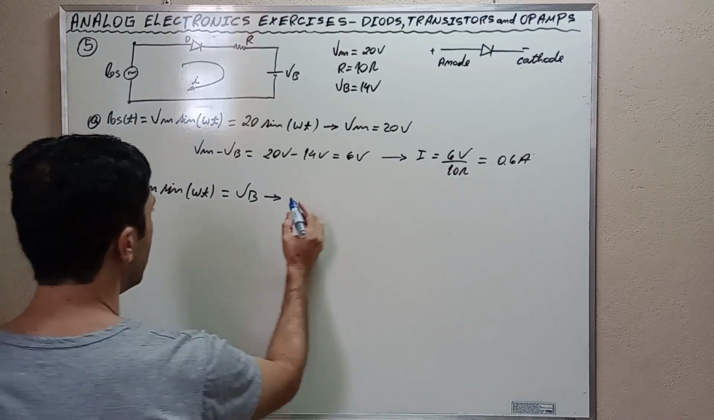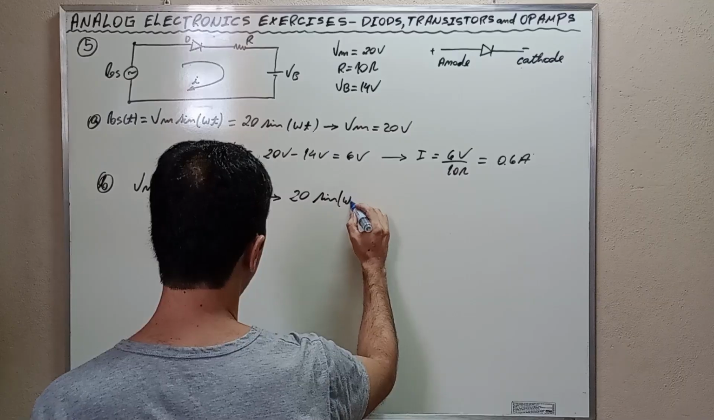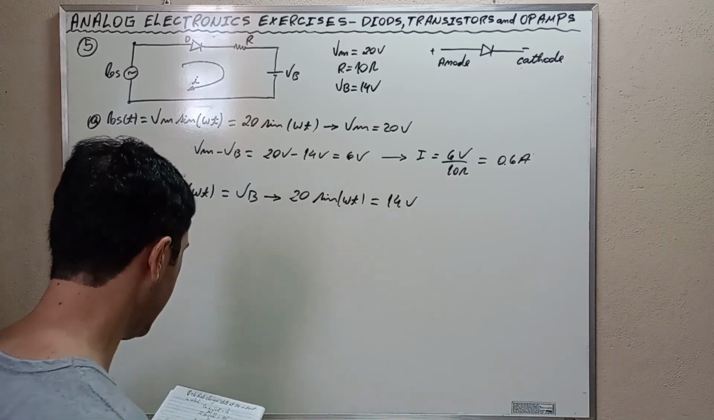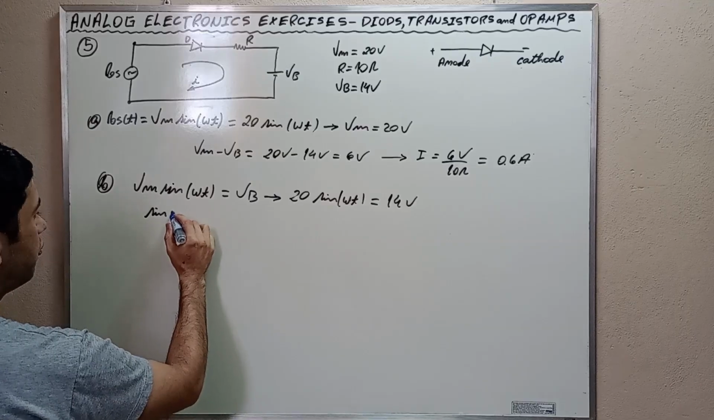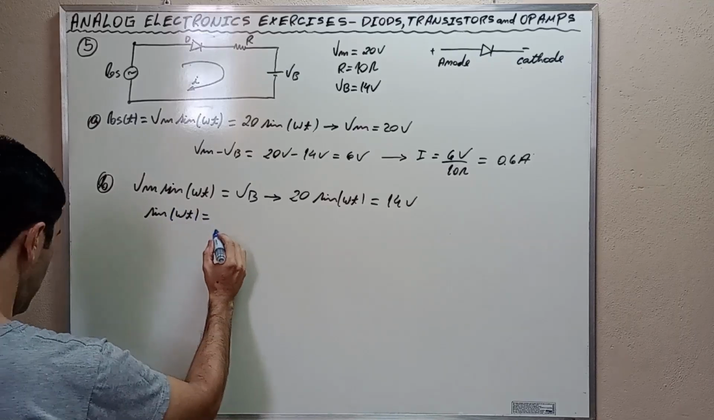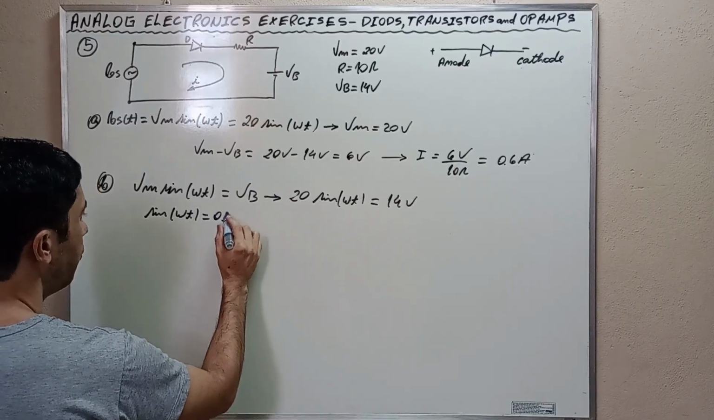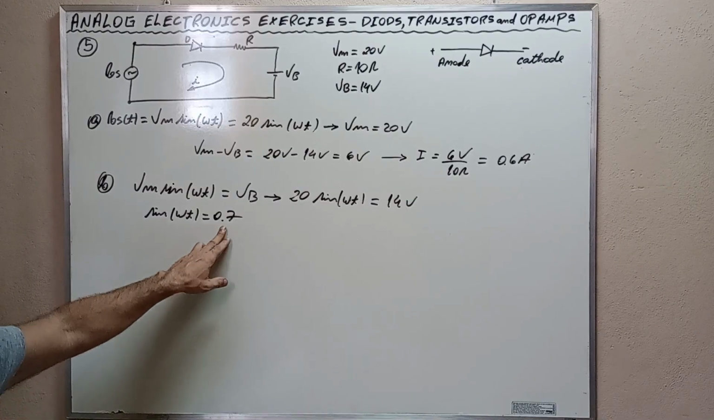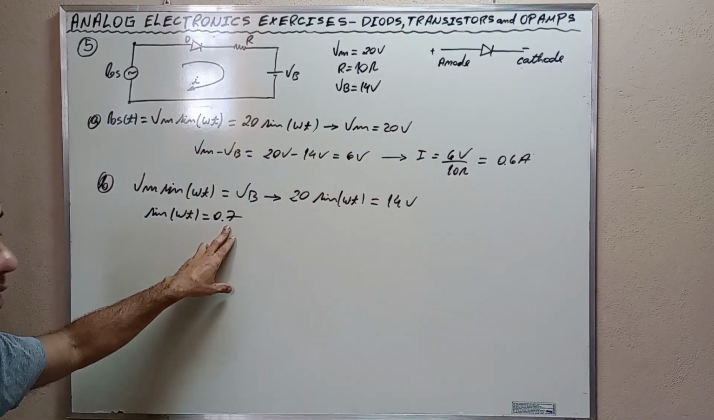20 sine Wt has to be equal to 14 volts. Okay, and then the sine of Wt is equal to 14 divided by 20, which is 0.7. Now we are going to calculate the inverse sine of 0.7. Okay, what is the angle which has this sine?